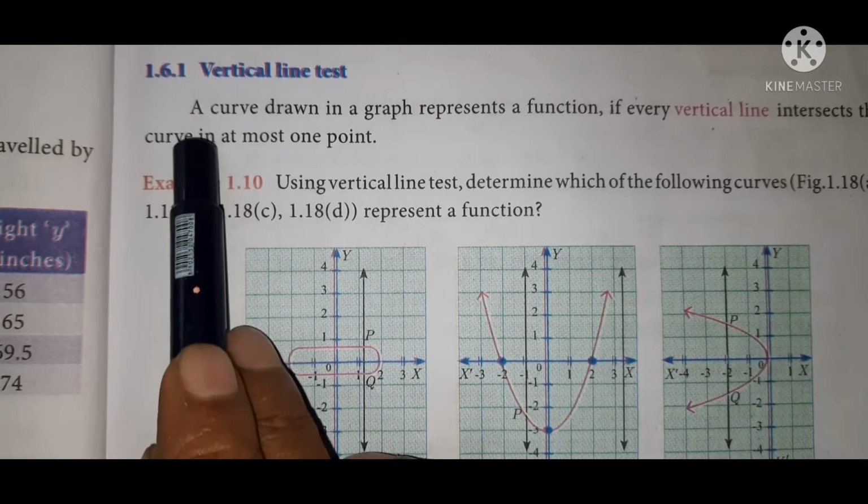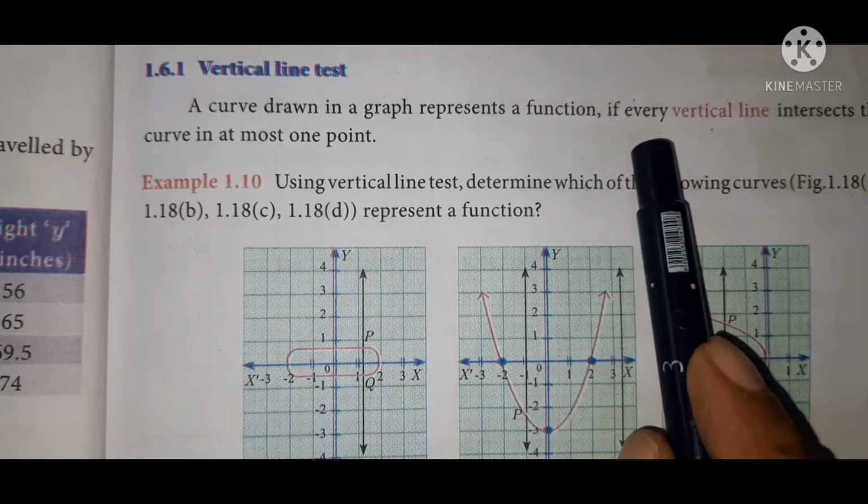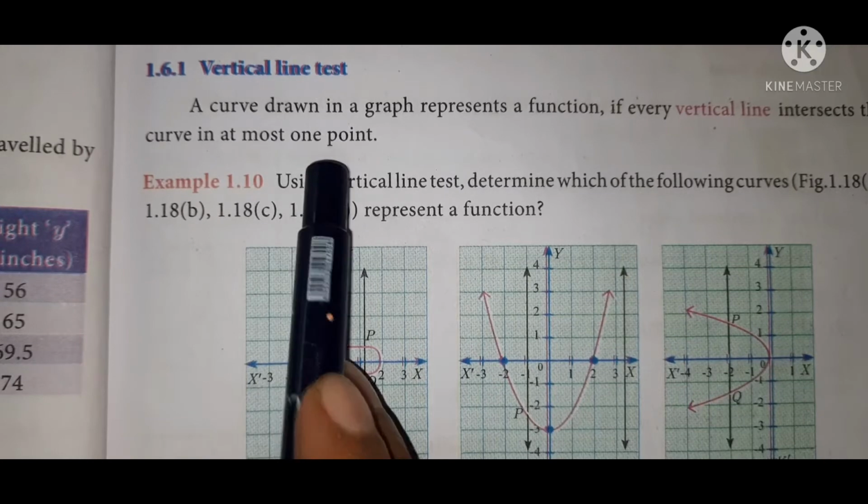Vertical line test. A curve drawn in a graph represents a function if every vertical line intersects the curve in at most one point.